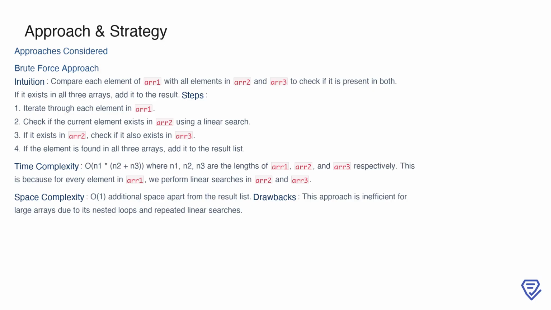The time complexity is O(n1 * (n2 + n3)), where n1, n2, and n3 are the lengths of the three arrays. This is because for every element in the first array, we perform two linear searches, one in the second array and one in the third. Additionally, the space complexity is O(1), since we don't use extra space beyond the result list. However, this approach has significant drawbacks, especially for large arrays, as it involves nested loops and repeated searches, which make it inefficient and slow in practice.